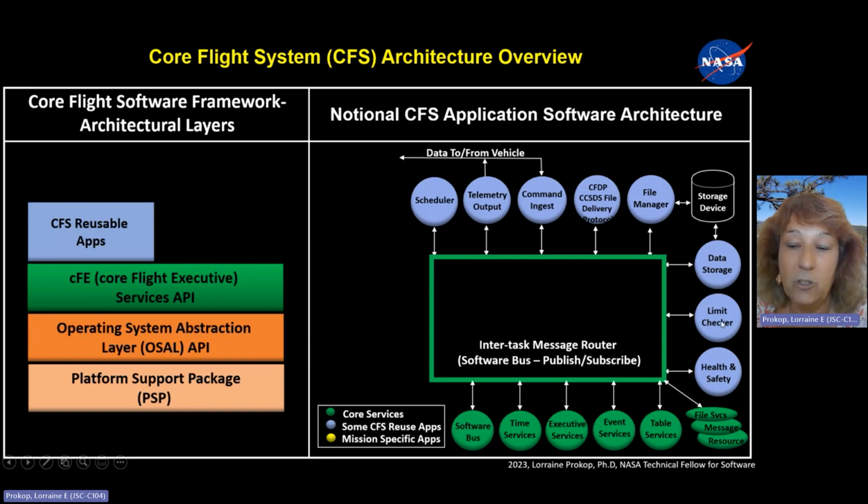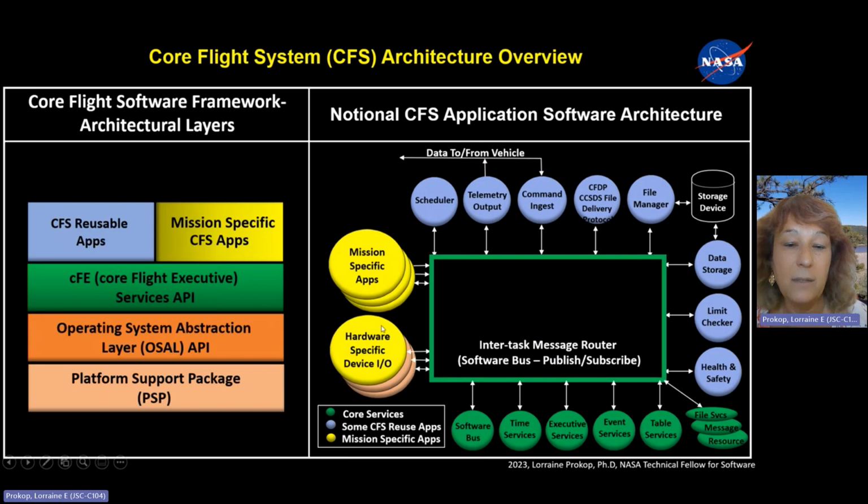There's also an app for limit checking, if you go outside of bounds that you might want to be alerted, and health and safety manages how the system is operating and if there's any overruns. So all of this provided that you see on the screen right now is the reusability aspect of this system. You get all of this, and then as a user, what you do is add what I just showed in yellow, and that is the mission-specific apps, the apps that make your system unique.